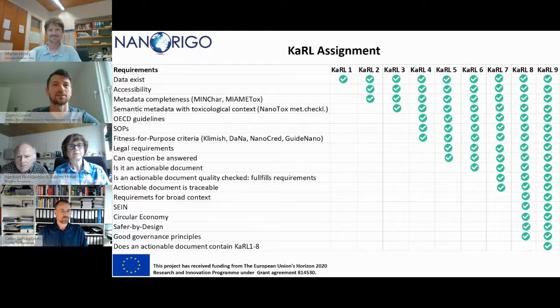Next case, we have found a study on the Dana platform on toxicological effect of titanium dioxide nanoparticles depending on the surface functionalization and on the diameter of nanoparticles. Now, the study was conducted according to OECD guidelines, and here's the question: what KaRL could be assigned to this particular case according to the table? So, any ideas?